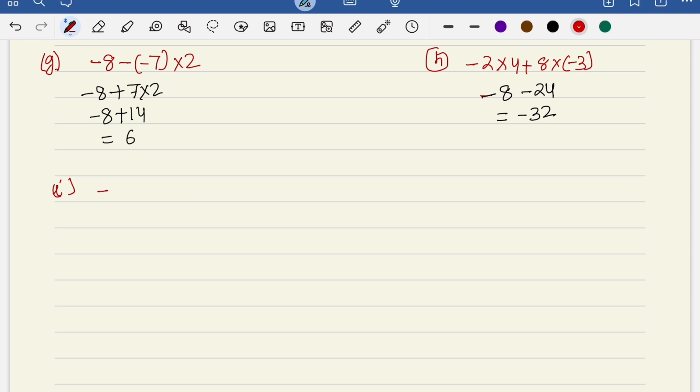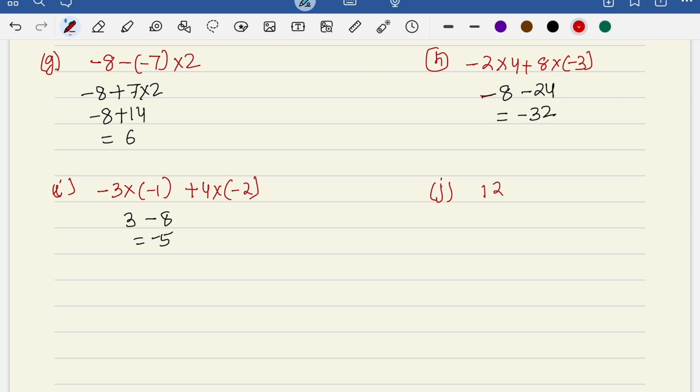I part, minus 3 times minus 1 plus 4 times minus 2. That is minus 3 times minus 1 is 3, and 4 times minus 2 is minus 8. 3 minus 8 is minus 5.